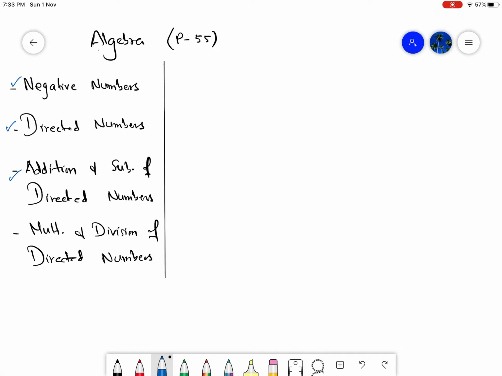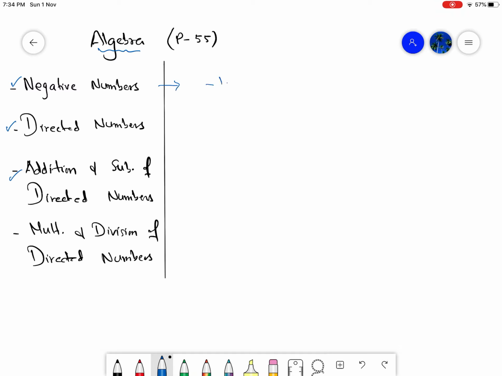And today we are going to start the topic of Algebra, which is Unit 2 on page 55. In the session today, we are going to discuss some basic concepts which you are already familiar with, but just to refresh your memories about these topics, we'll quickly go through them and then we'll proceed to the main part of the unit. Today we are going to cover negative numbers.